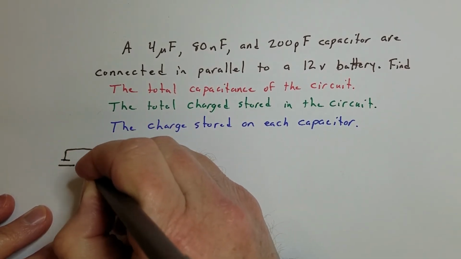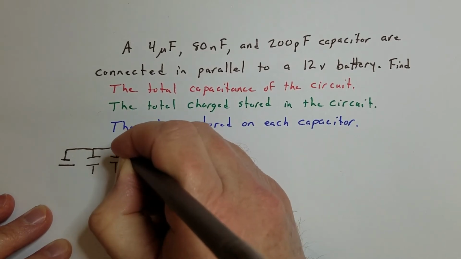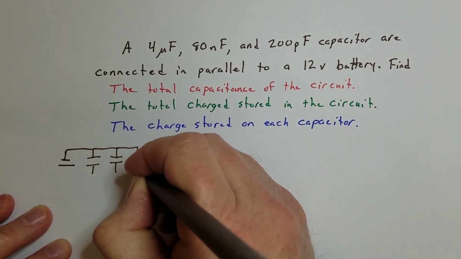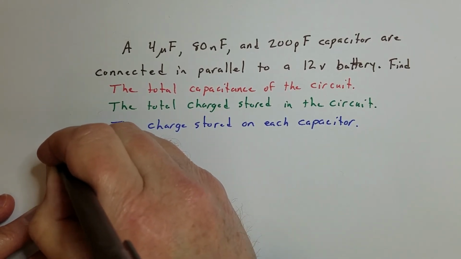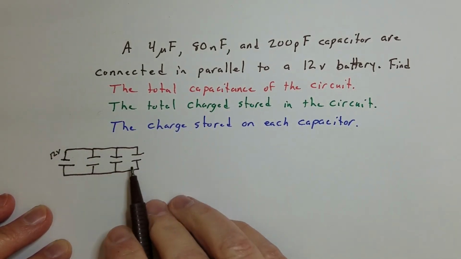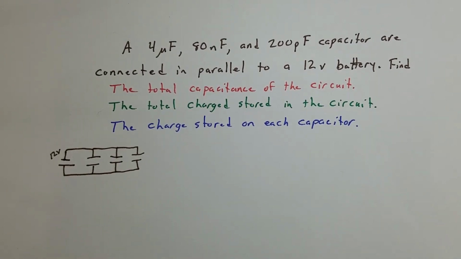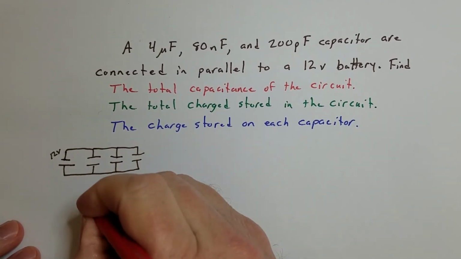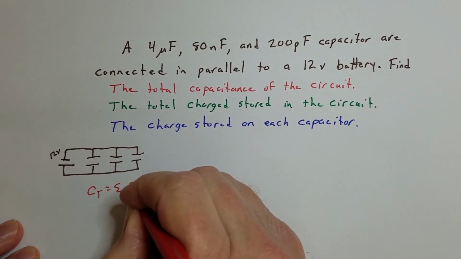We got 1 capacitor, 2 capacitors, and 3 capacitors with that 12-volt battery. So each one gets 12 volts. Total capacitance. This is the sum of all the capacitors.